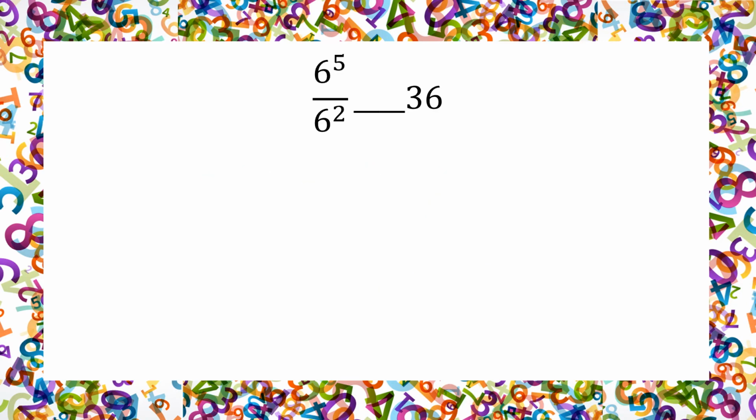6 to the 5th divided by 6 squared. We need to know if it's less than, greater than, or equal to 36. So we're going to subtract, because they're using the same base. 5 minus 2 is 3. So 6 to the 3rd, that's 6 times 6 times 6. 6 times 6 is 36, times 6 is 216. So 216 is greater than 36.